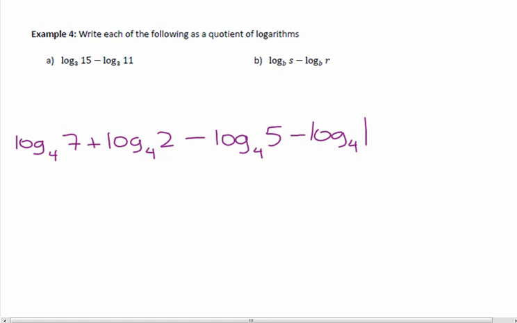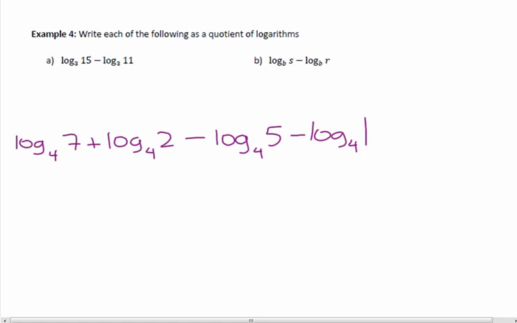If there's a different base, we can't combine them. We can only combine ones with the same base. So it's very important that the bases are the same. These rules only work for the same base. Okay? Well, if they don't have the same base, then you can't combine them. You just have to type it in as you see it.